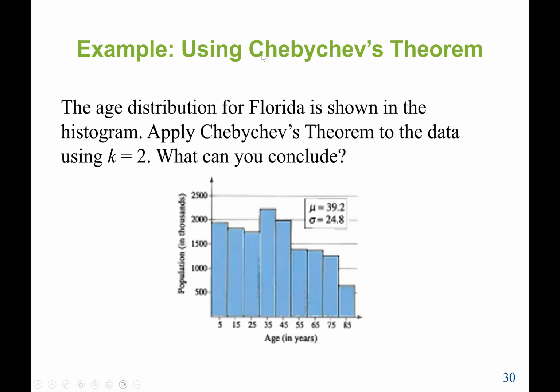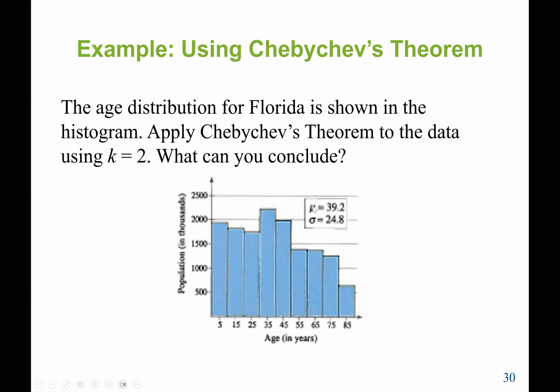So let's see an example with Chebyshev's theorem here. Here we have an age distribution for Florida, which is shown in the histogram given. They say we should apply Chebyshev's theorem to the data using k equal to 2, which is 2 standard deviations. What can you conclude? Again, this is the graph given. Horizontally, we have the age in years, and vertically, we have the population in thousands.